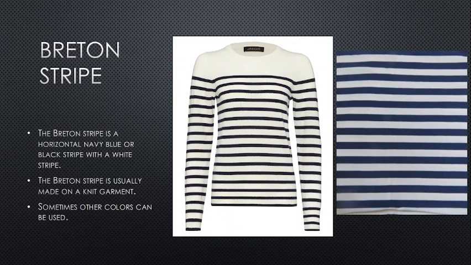The Breton stripe. The Breton stripe is a horizontal navy blue or black stripe with a white stripe in between. They alternate at usually regular patterns, but can gradually increase in thickness or decrease in thickness. The Breton stripe is usually made on a knit garment and so usually runs in a crosswise direction. Traditionally, the Breton stripe is always a navy or black stripe, alternating with a white one. However, sometimes other colors can be used.